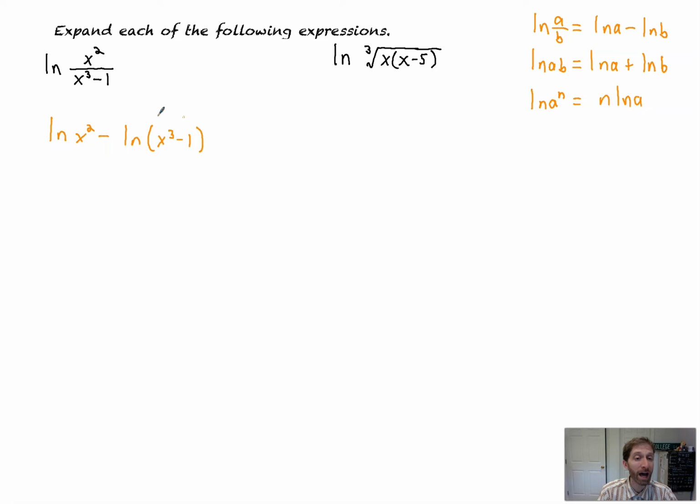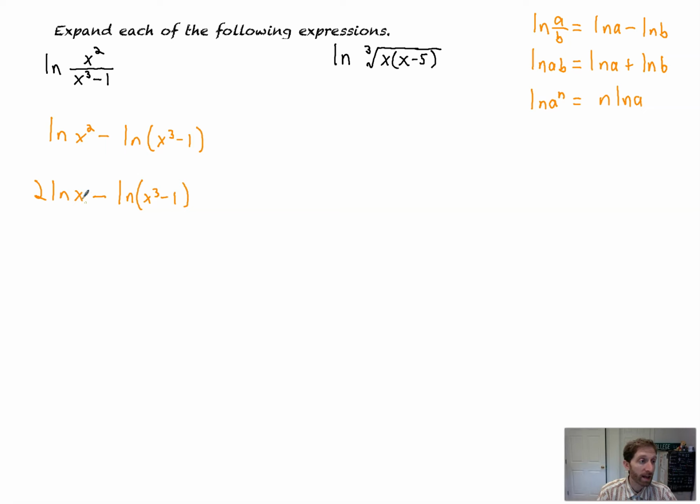There is with this, but not with that. And I'll get to this one in a second. This is ln a to the n. We're using this. That 2 can therefore come out front, just like this illustrates. So we'll get 2 ln x minus ln of x cubed minus 1. That's as expanded as we can make it.